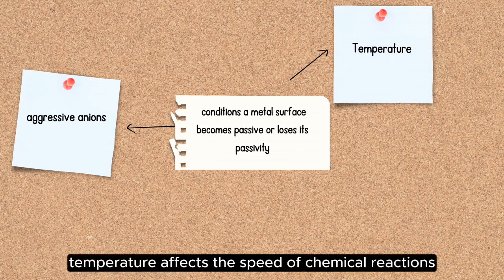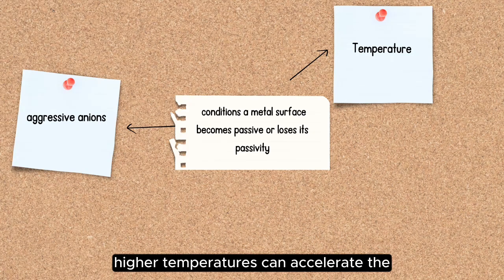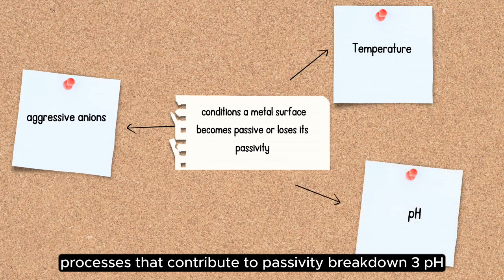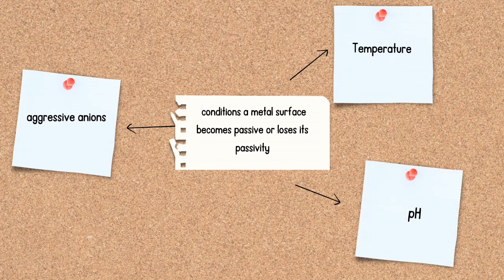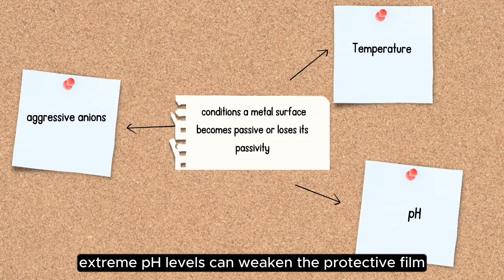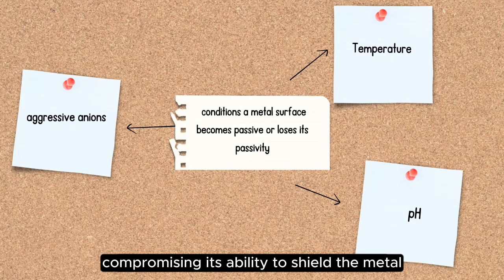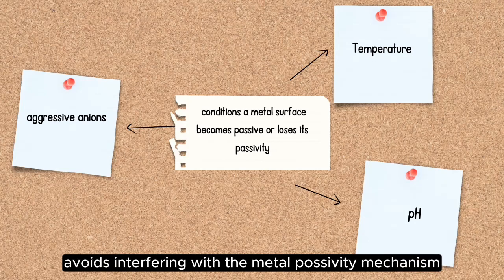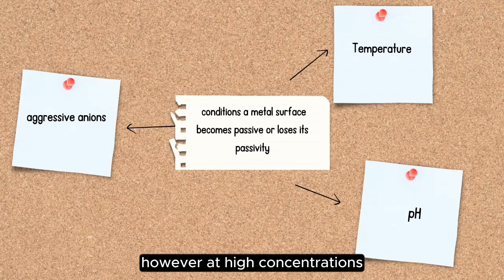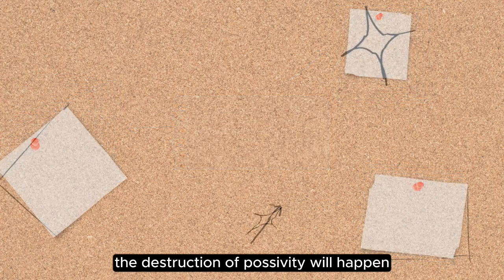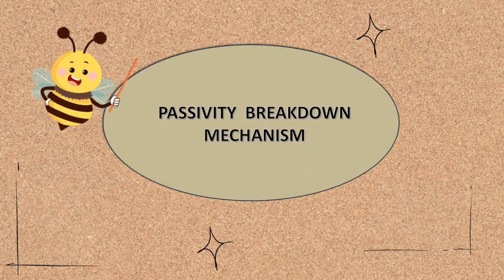2. Temperature. Temperature affects the speed of chemical reactions. Higher temperatures can accelerate the processes that contribute to passivity breakdown. 3. pH. Extreme pH levels can weaken the protective film, compromising its ability to shield the metal. A low concentration of aggressive ions avoids interfering with the metal passivity mechanism. However, at high concentrations, the destruction of passivity will happen.